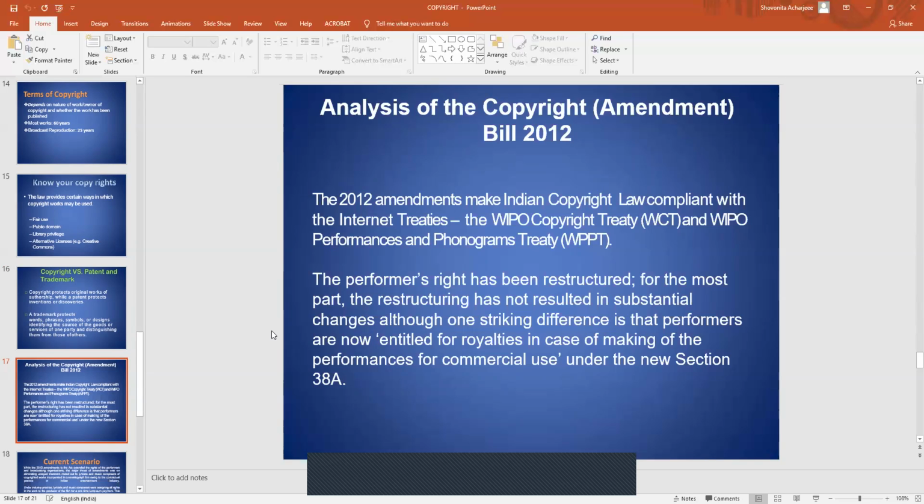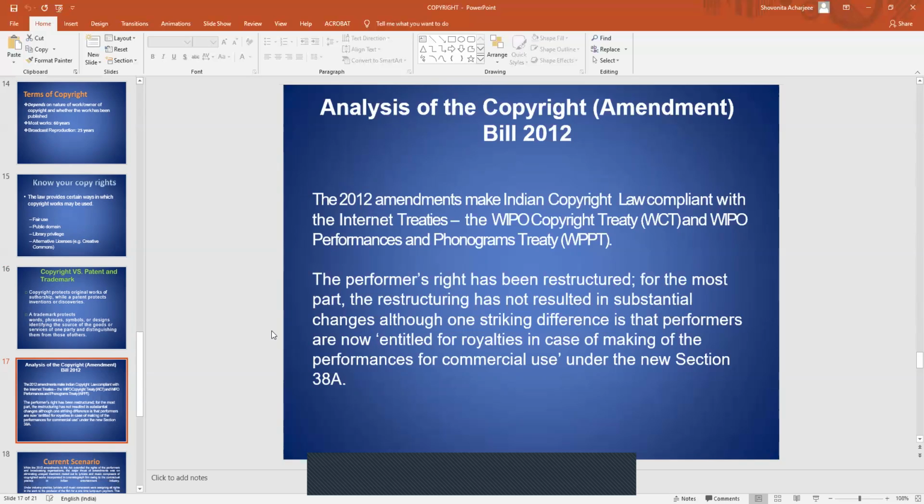Especially the first thing which has been amended is the performers' right. The 2012 amendment extended the right of performers and broadcasting organizations. The major thrust of the amendments was on eliminating the unequal treatment meted out to lyricists and music composers of copyright works incorporated in cinematographic films, owing to the contractual practices in the Indian entertainment industry.